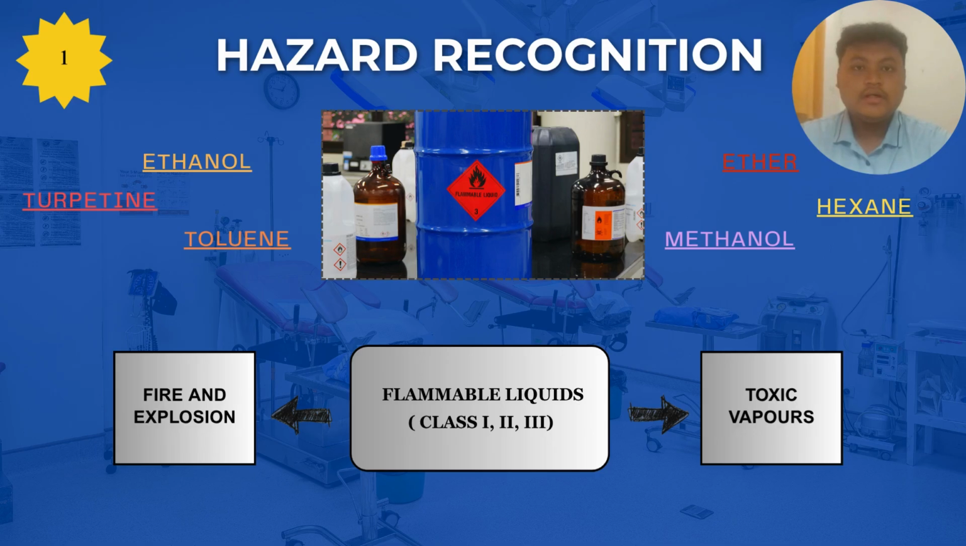The first hazard recognition, based on our survey in the OSH lab, is flammable liquids class 1, 2, and 3, such as ethanol, toluene, methanol, and hexane. This hazard has a tendency to cause fire and explosion, also toxic vapor, which can lead to harmful effects toward our physical body.